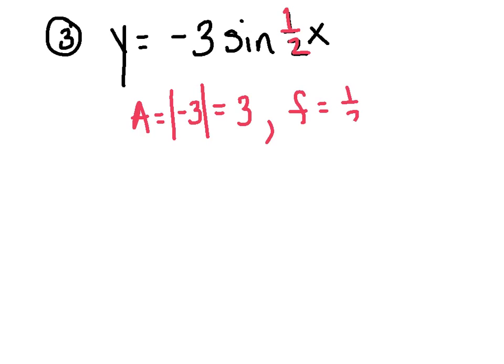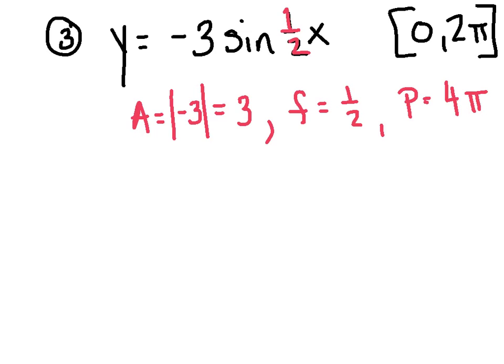And then the period's real interesting. It's 2 pi divided by 1/2. And 2 divided by 1/2, actually, gives you 4. So 4 pi. It would take 4 pi radians to see an entire cycle. And we're going to assume that they just want to see 0 to 2 pi. So if I show them more than 2 pi, then I'm going to be in trouble.